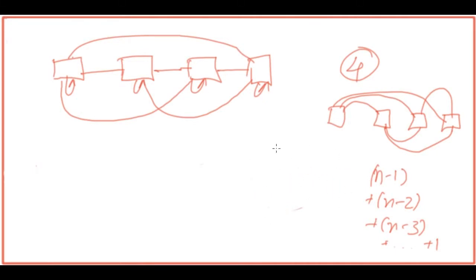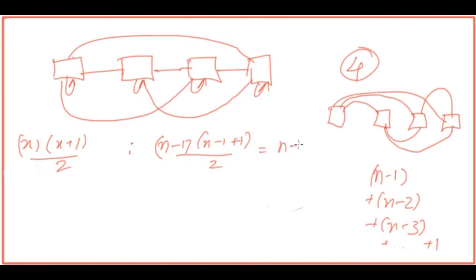So sum of first n minus 1 numbers is, let me just erase it a bit. Okay, yeah, so sum of first x numbers is x into x plus 1 by 2, right? Why I wrote 2, man? x plus 1 by 2, right here. So for sum of first n minus 1, because here it is n minus 1, n minus 2 till 1, so n minus 1 into n minus 1 plus 1 by 2. This will give me n minus 1 into n by 2.